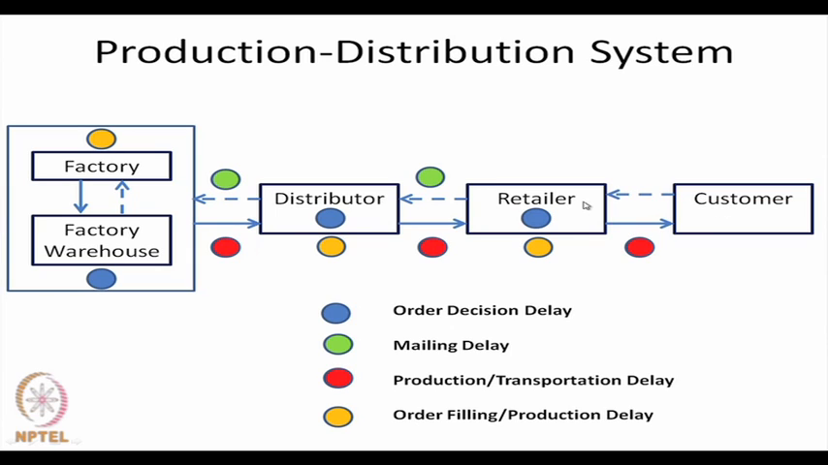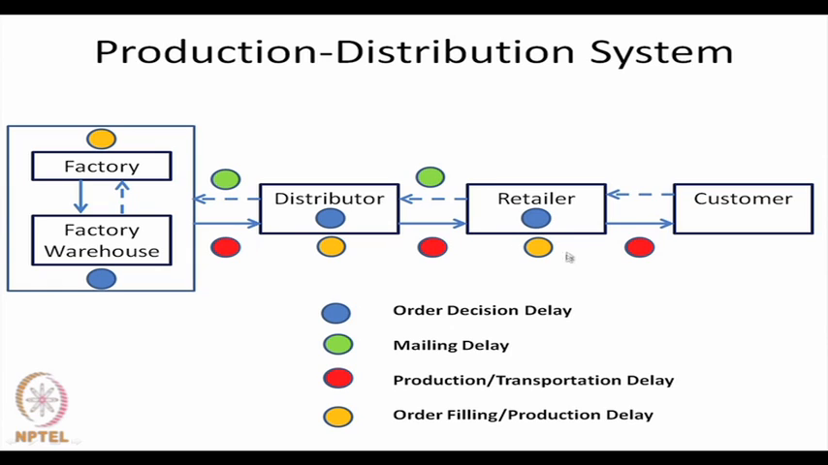Customer places the order at the retailer for its goods. Retailer fills the order. So, this is order filling delay. There is some delay in filling the order and then it supplies to the customer. There is a transportation delay here. This delay could be of the order of 1 day to 1 week.